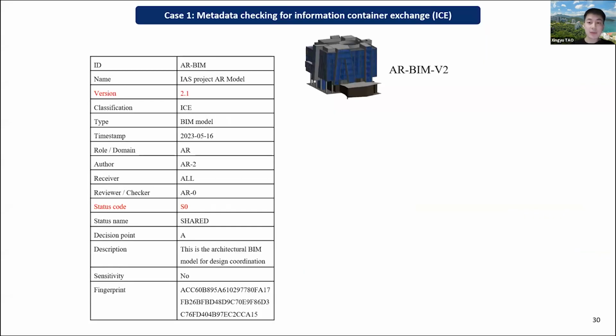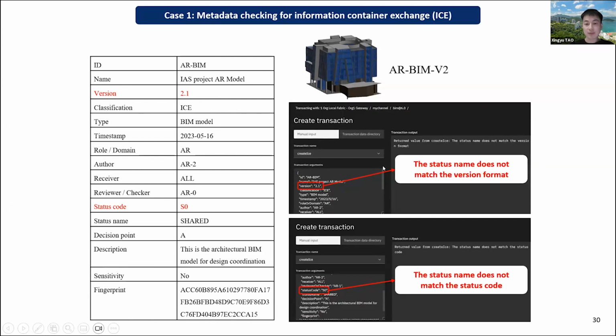And for the smarter smart contract part, here are some examples. If this transaction has a wrong version and the status code is not matched, this status code is used for work in progress, but now I'm going to share this new data. Our smarter smart contract can check that the status name does not match the version format, and the status name does not match the status code. So this transaction will be rejected, and you need to revise it and re-upload it by invoking the smart contract to broadcast in your collaboration network.